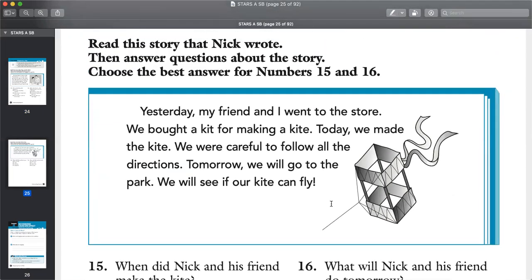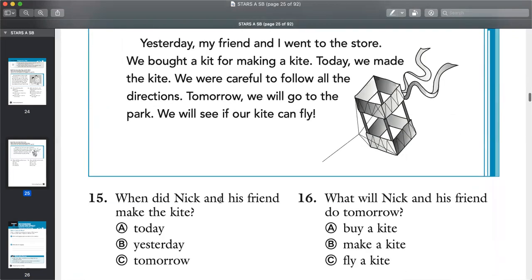Yesterday, my friend and I went to the store. We bought a kit for making a kite. Today, we made the kite. We were careful to follow all the directions. Tomorrow, we will go to the park. We will see if our kite flies. When did Nick and his friend make the kite?